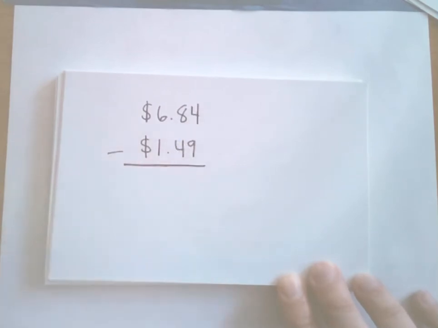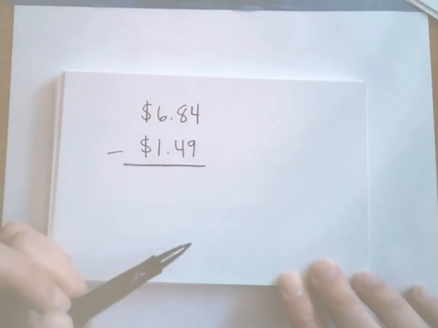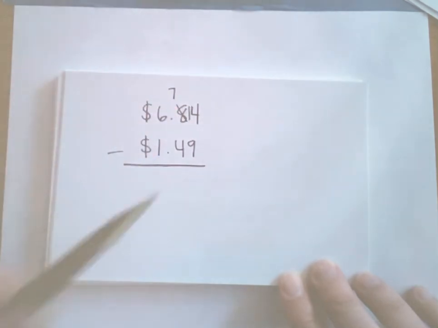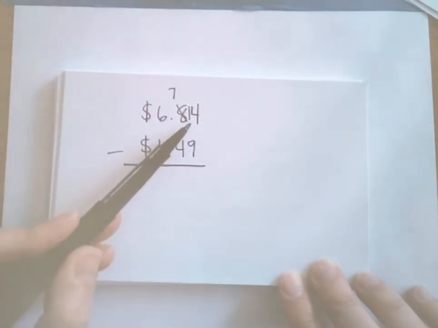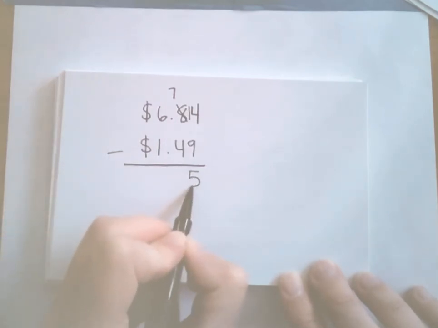I'm going to start just like I would in a regular subtraction problem. 4 minus 9, do I have enough? Nope. I'm going to go next door to my 10s. They're so kind, they will share with me. That becomes a 7. My 14, now I have enough. 14 minus 9 will give me 5.